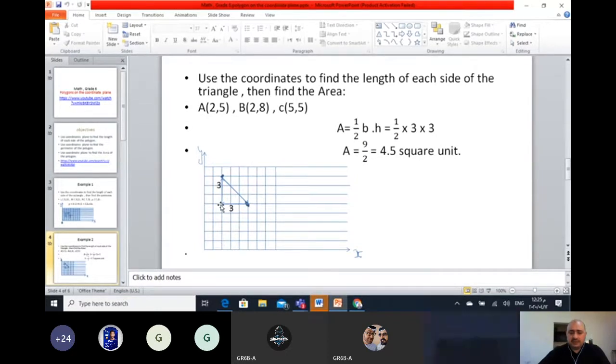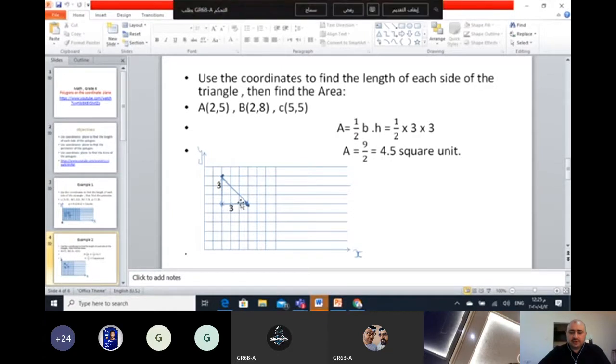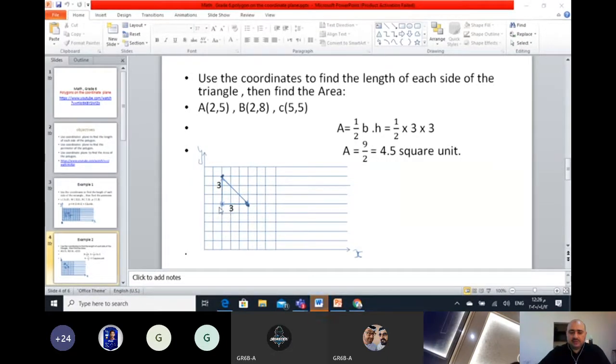Draw a line from point A to B, then from B to C, then from C to A. You will find that you have a triangle. This is the height, and this is the base. How do we find the length of the height? Count: 1 unit, 2 units, 3 units. So the length here will be 3. And for the base, count: 1 unit, 2 units, 3 units. So the length of the base will be 3.